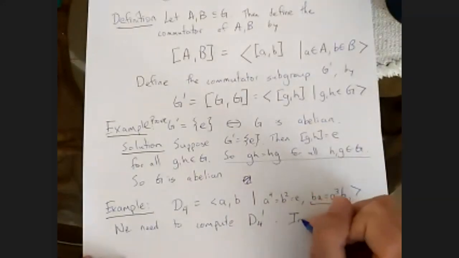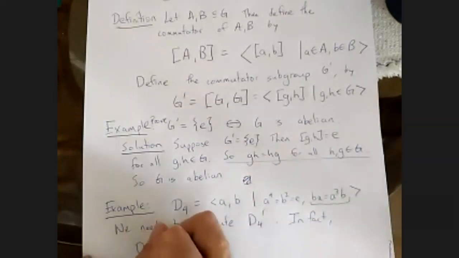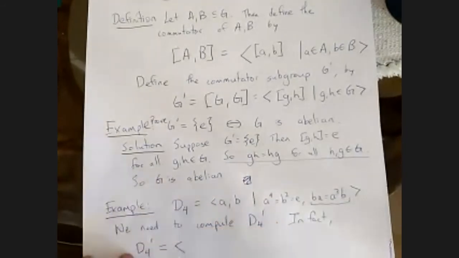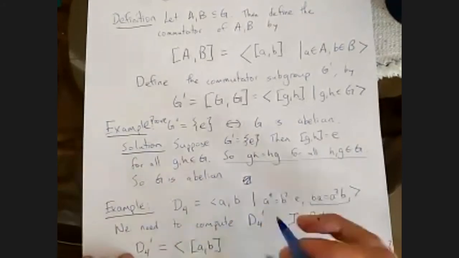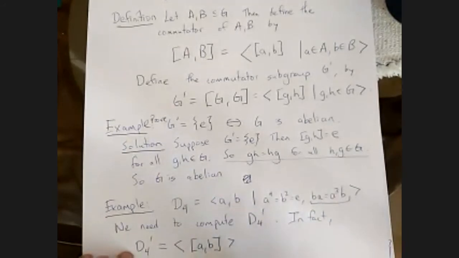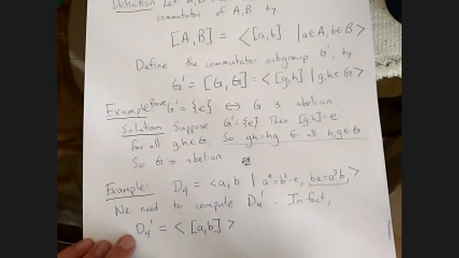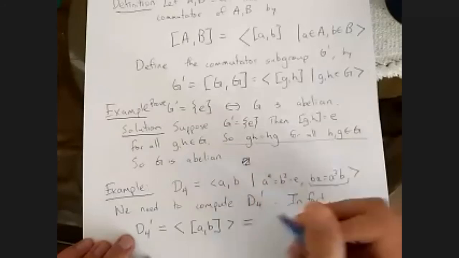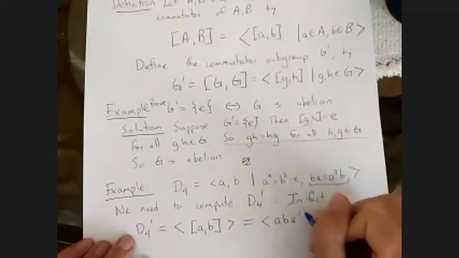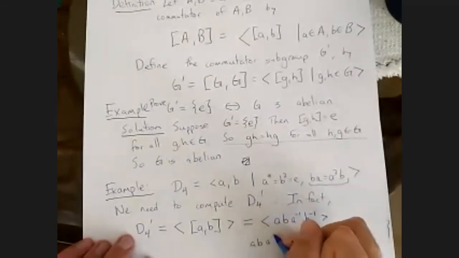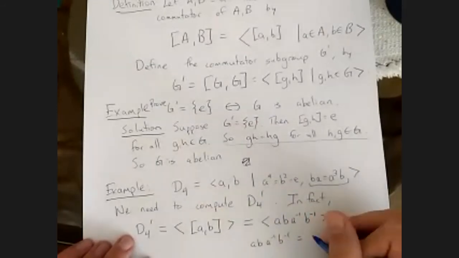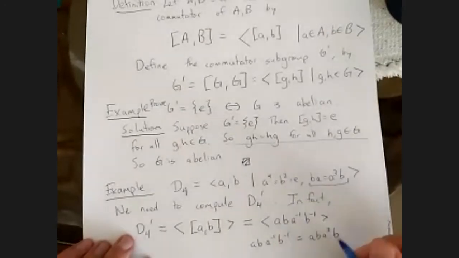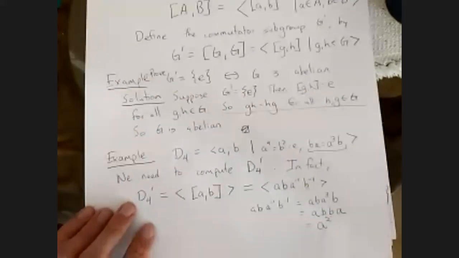So in fact, D4 prime is just going to be generated by the commutator of the two generators. The commutator of A and B is A B A inverse B inverse. Well, A inverse is A cubed, B inverse is B, A cubed B is BA, so we get A B B A. Well, BB is just the identity, so you get A squared.